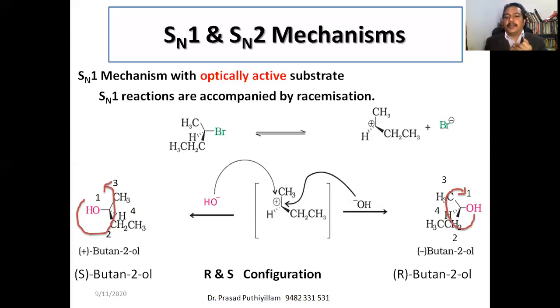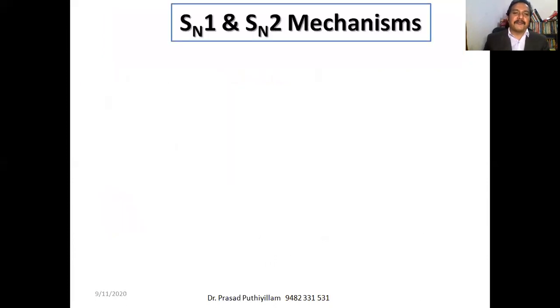Again I'm repeating that this R and S configuration has nothing to do with plane polarized light. It just indicates the group of atoms, whether the priority order is arranged in the left direction or the right direction. That is the RS configuration of the product formed by the SN1 reaction of an optically active substrate.